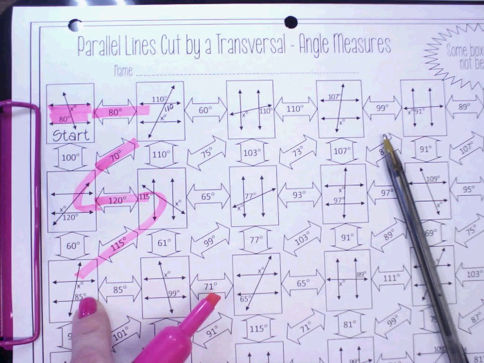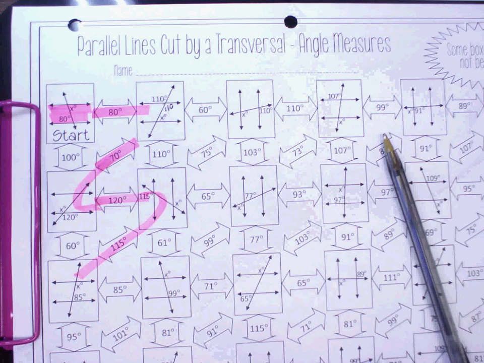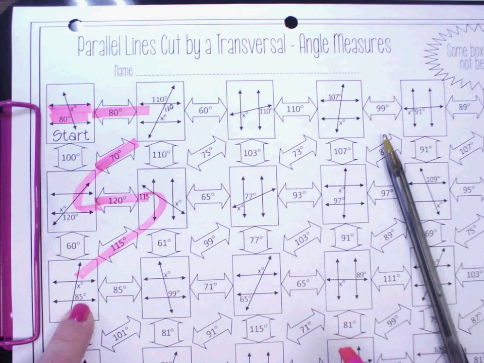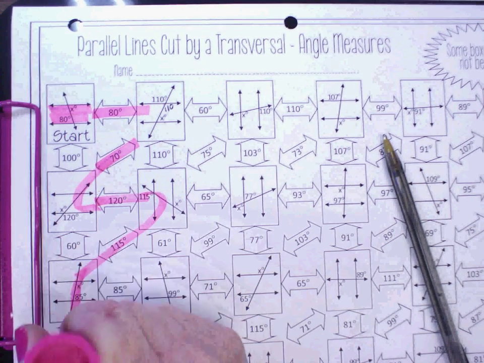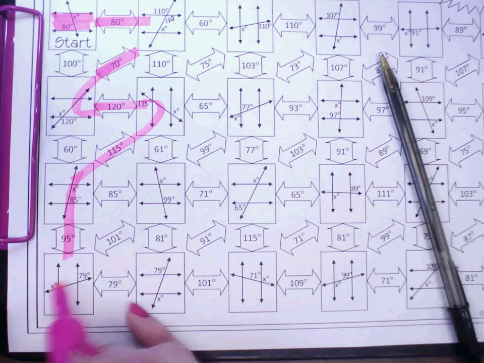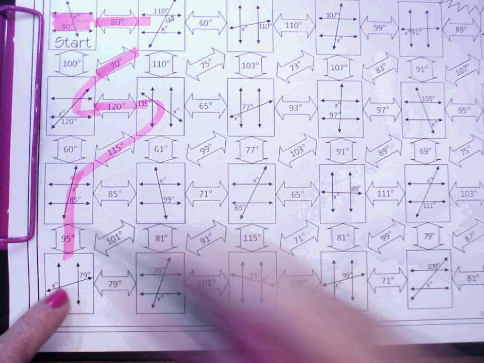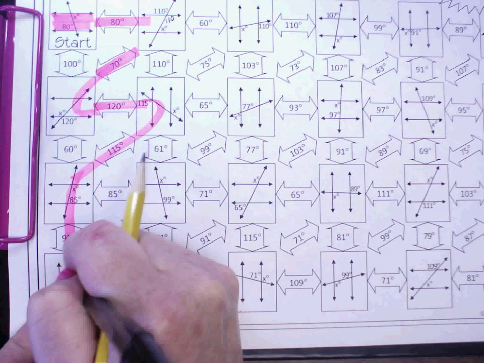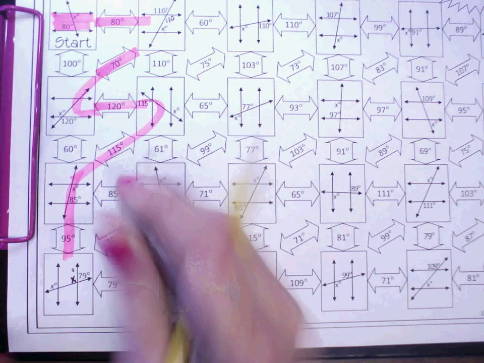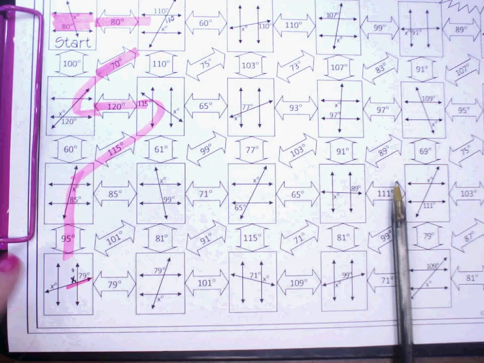These two are supplementary, and the only reason is that that and that are corresponding, and this makes a straight line. That's your supplementary angles. So that's 101, so it goes up. Those two are the same, corresponding, so it goes that way.